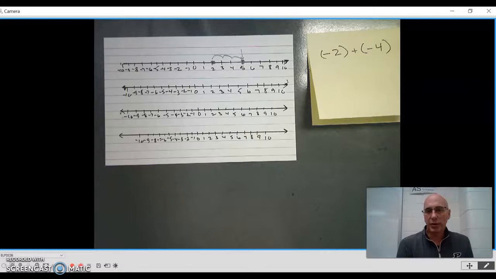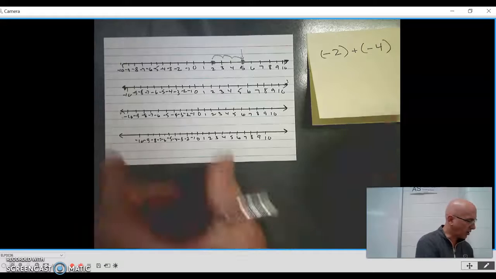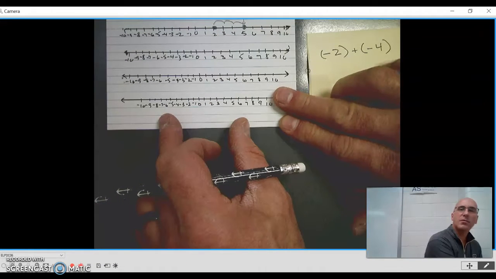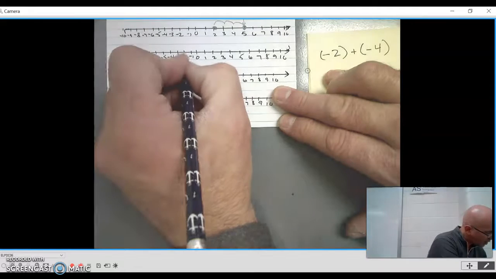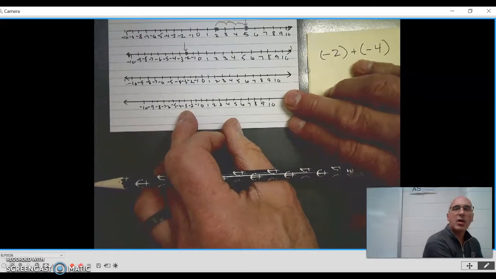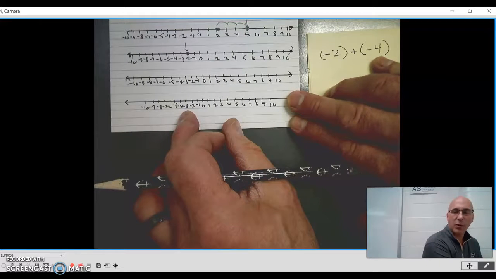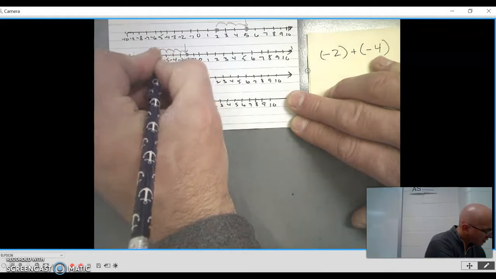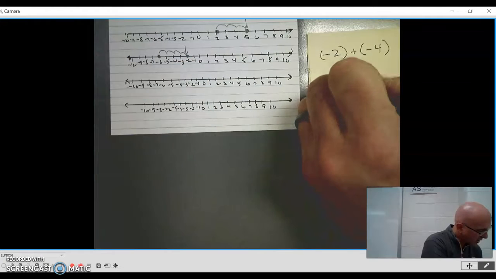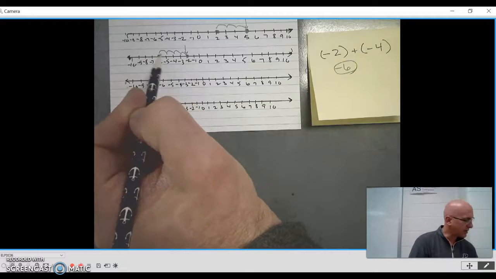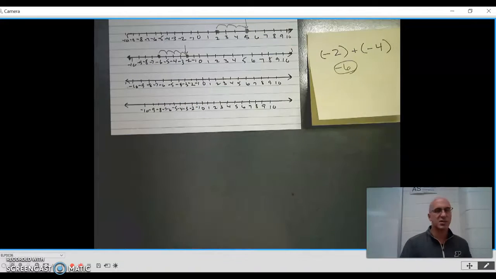Negative 2 plus a negative 4. We're going to do that on our next number line. Now, the first number is where we start, negative 2. So I'm going to put a little arrow there where we start. Then I am going to add a negative 4. So I am going to move 4 to the left, 4 in the negative direction. So 1, 2, 3, 4, right here. So I end up at negative 6. Negative 2 plus a negative 4 is negative 6.